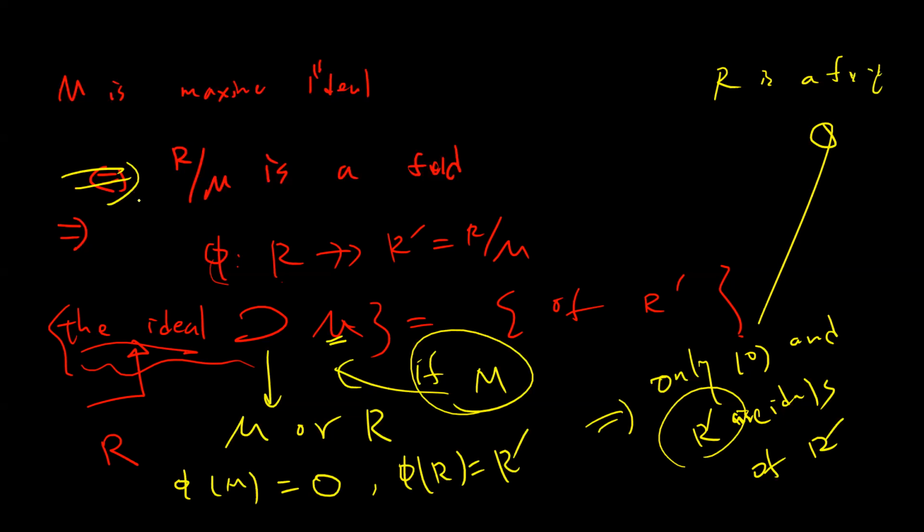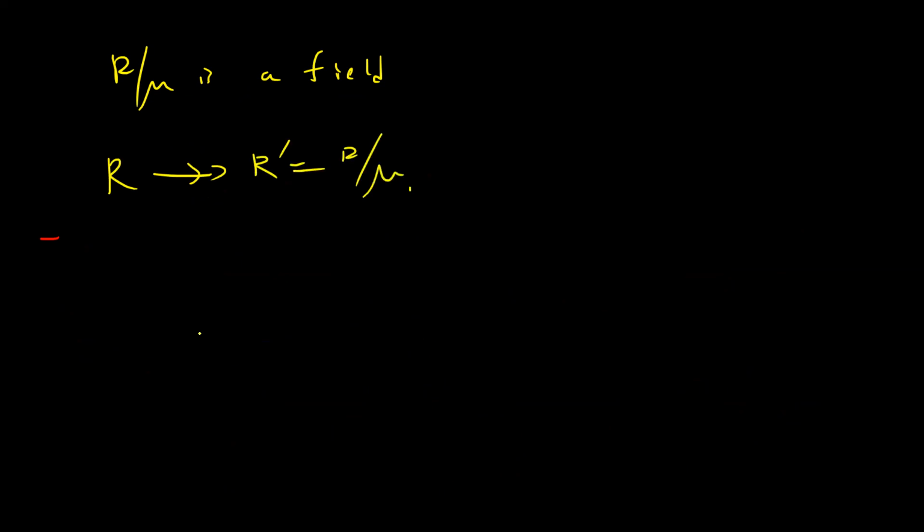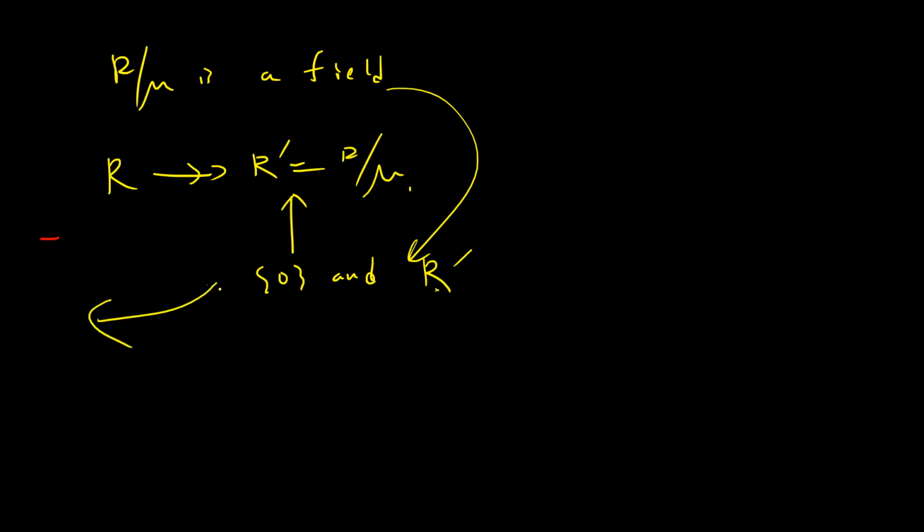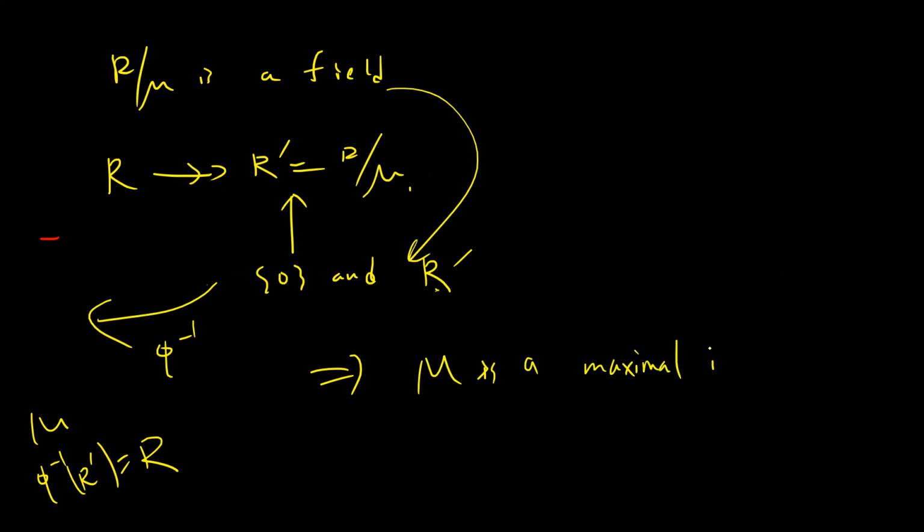So at least we have proved this direction. The converse is similar: if R quotient M is a field, then consider the same map. The only ideals in R prime are 0 and R prime, because it is a field. If you map them back by phi inverse, phi inverse of 0 gives M and phi inverse of R prime gives R. So there is no non-trivial ideal containing M, and by definition M is a maximal ideal.